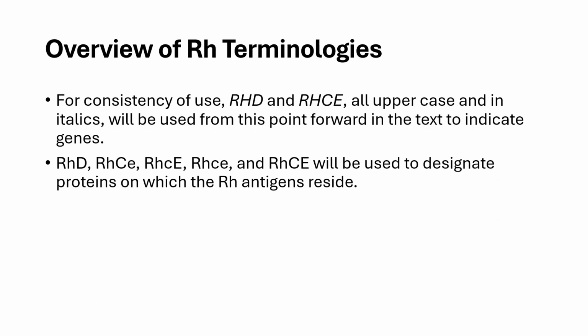For consistency of use, RHD and RHCE, all uppercase and all in italics, will be used from this point forward in the text to help indicate genes. So we have the RHD, RHCe, RHcE, RHce, and RHCE. These will be used to designate proteins on which the RH antigens reside.